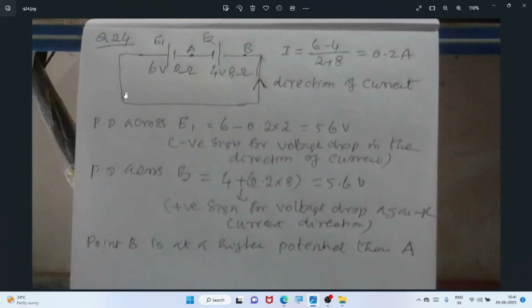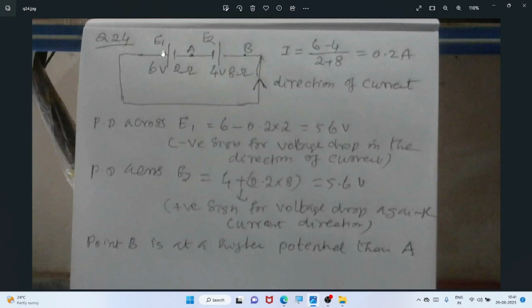This is the circuit. We have an internal resistance of 2 ohm here and 8 ohm here. Because these are connected in opposite ways, the resultant voltage will be this voltage minus this voltage. So 2 volt divided by the total resistance, so 0.2 amp. This is the direction of current given. Current flows in this direction. The PD across E1: the current flows in this direction. The potential drop in the direction of the current means you have to use the negative.